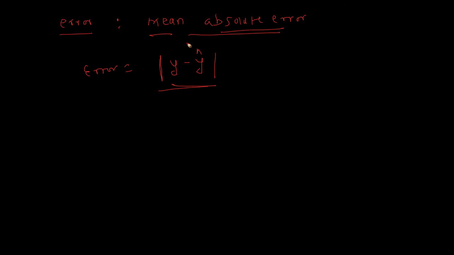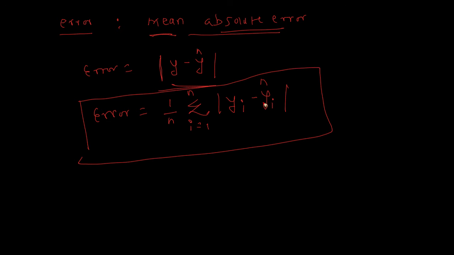And we want to take the mean of all the errors for all the data points. Let's say there are n data points. So error is equal to 1 by n, because we want to take the mean for all the data points, summation of i equal to 1 to n, |yi minus yi hat|. So this error is called the mean absolute error, and we want to minimize this error. This is mean because we have 1 by n for all data points, and this is absolute because we are considering only the absolute value. This is also called MAE.